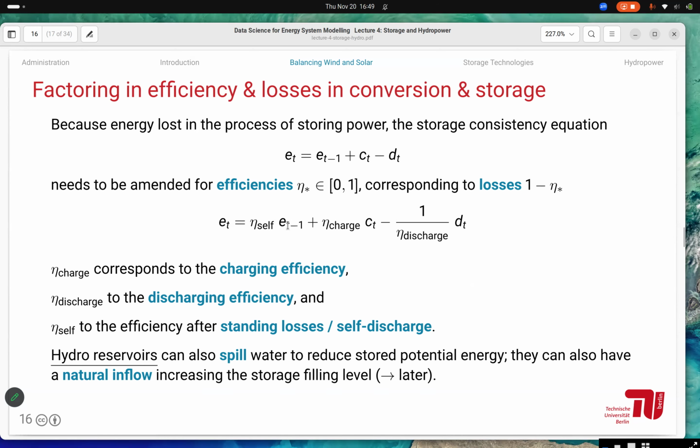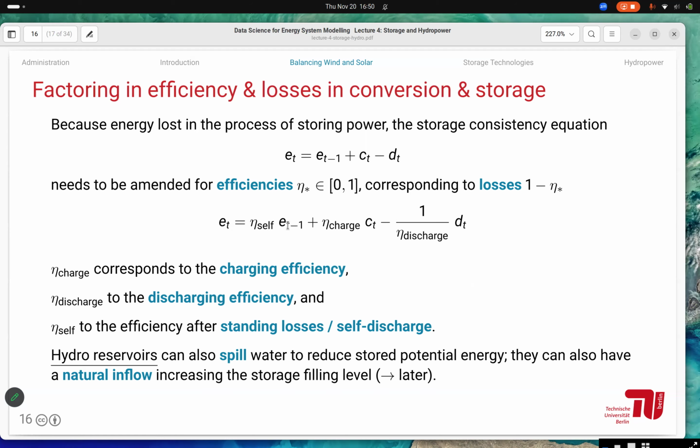Let's start with self-discharge. Maybe some of you left an old phone in a drawer for a long time and started to restart it. It didn't work, although it was maybe fully charged at the beginning. So you usually have some self-discharge in storage. It could be the case for hydro storage, for example.